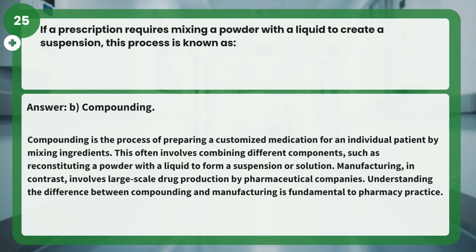Answer B. Compounding. Compounding is the process of preparing a customized medication for an individual patient by mixing ingredients. This often involves combining different components, such as reconstituting a powder with a liquid to form a suspension or solution. Manufacturing, in contrast, involves large-scale drug production by pharmaceutical companies. Understanding the difference between compounding and manufacturing is fundamental to pharmacy practice.